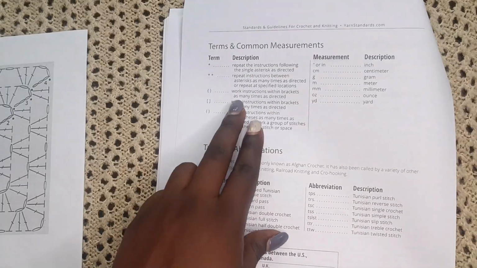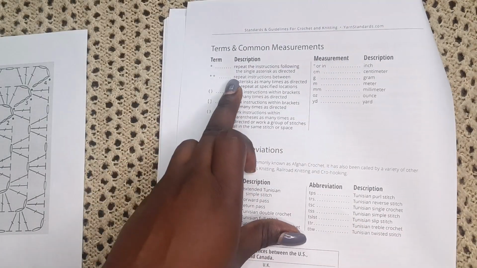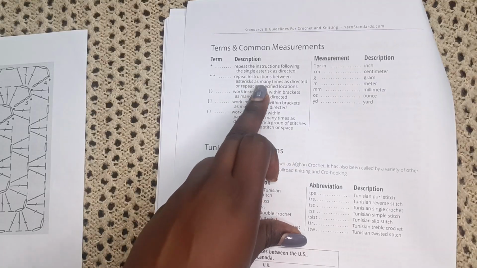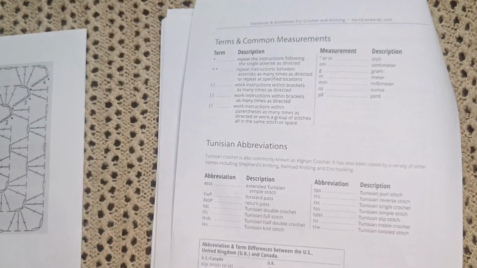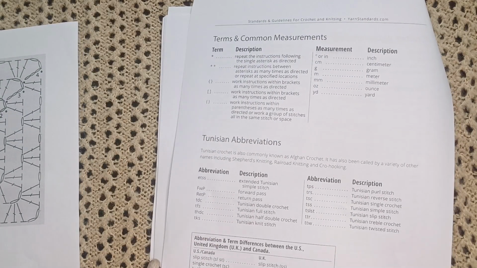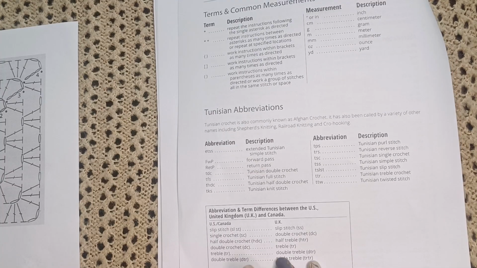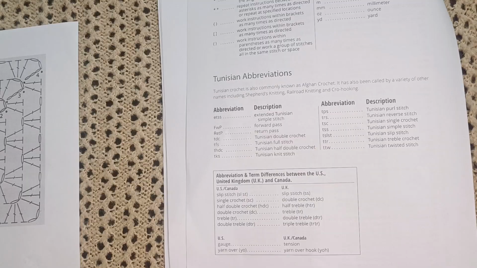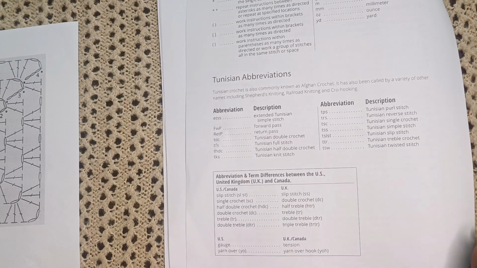Other than abbreviations, you might also find these symbols. They have a definition. For example, the asterisk means repeat the instructions following the single asterisk as directed. Then we have the differentiation between UK terms and US terms. These are different. In UK terms, slip stitch is just a slip stitch, but they are abbreviated differently. Single crochet in US terms is double crochet in UK.